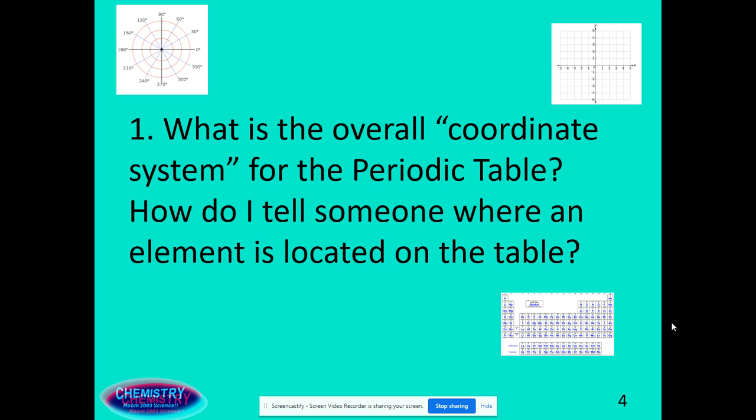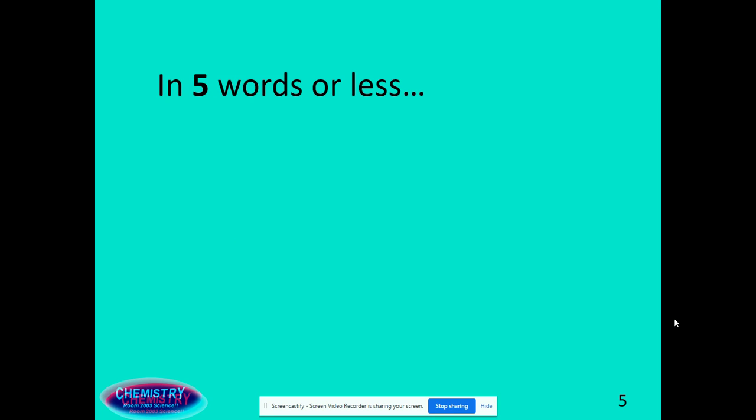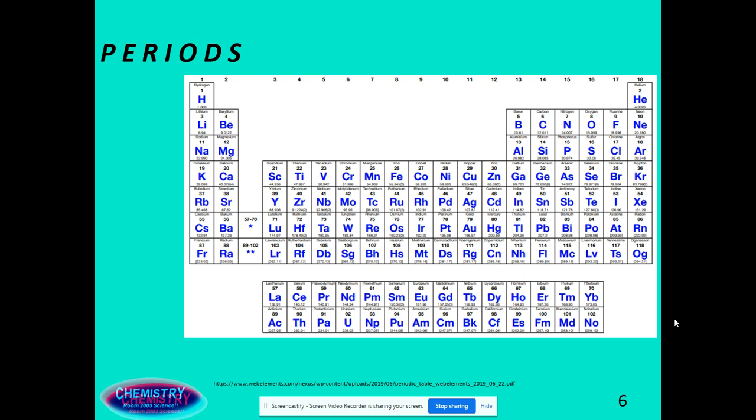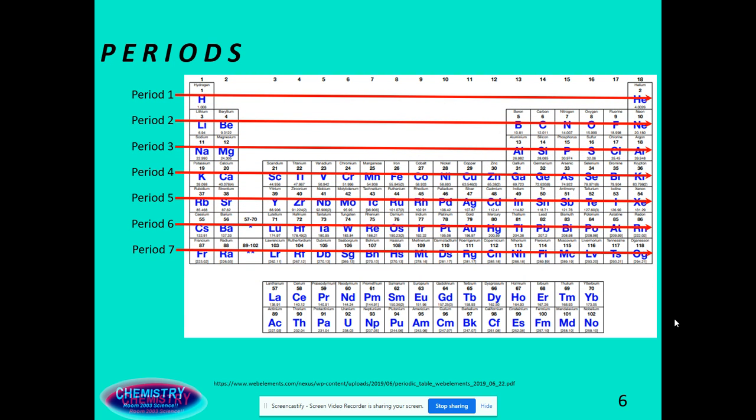Question number 1. What is the overall coordinate system for the periodic table? Or how do I tell someone where an element is located on the table? Well, the very short answer, 5 words or less, is we use periods and groups or families as the coordinate system on the periodic table. In terms of the periods, they run left and right across the long dimension of the table, and they increase beginning with period 1 from hydrogen to helium, and all the way to period 7 from francium to oganesson.